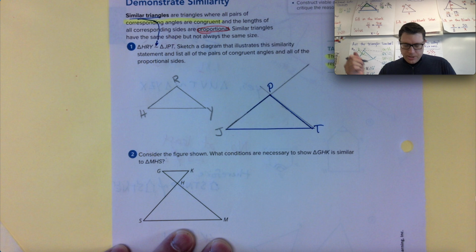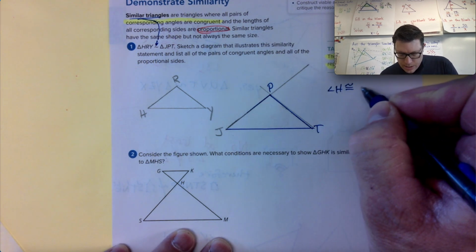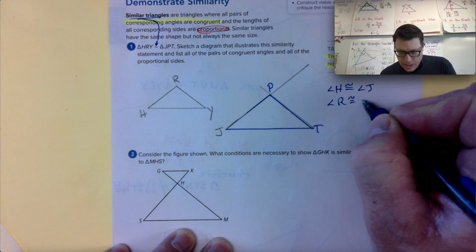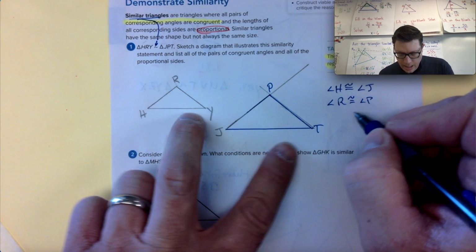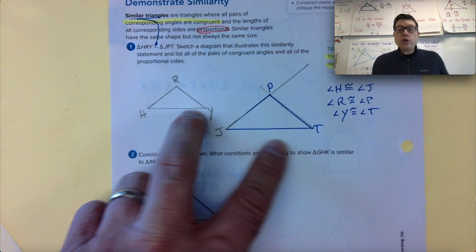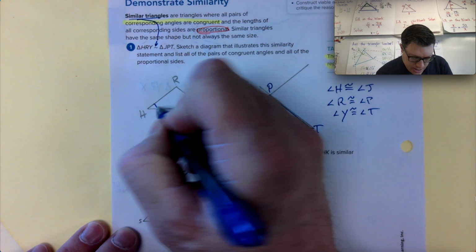Identify all the pairs of congruent angles. So angle H is congruent to angle J. Angle R is congruent to angle P. And angle Y is congruent to angle T. Those are all the pairs of matching congruent angles. They correspond. They have the same measure.